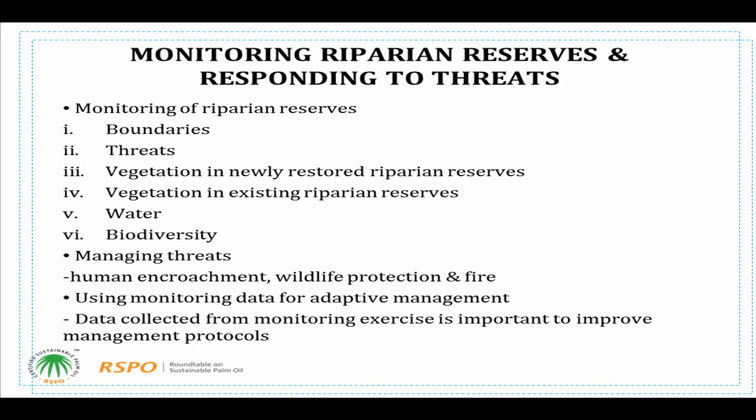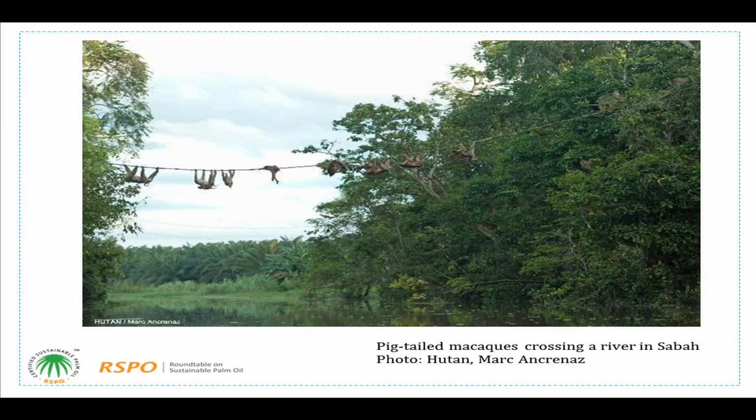So here is an example of pictures of pig-tailed macaques crossing a river in Sabah. As you can see, these are riparian areas with what they call a bridge, that helps these animals to move around. Yes?